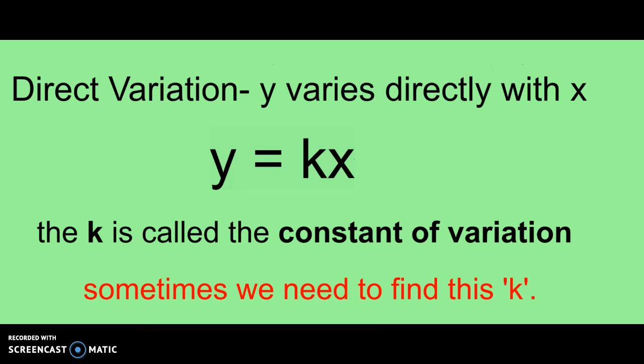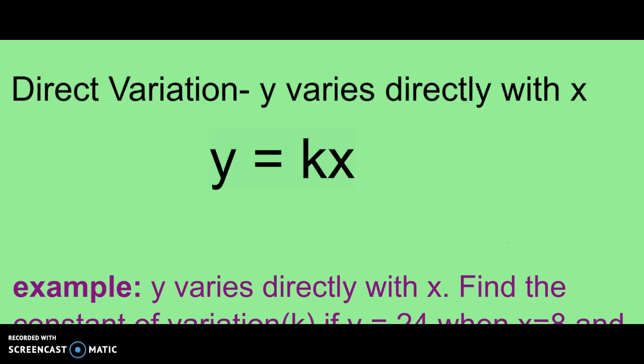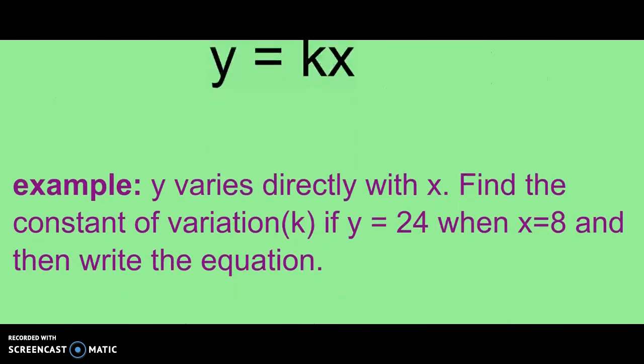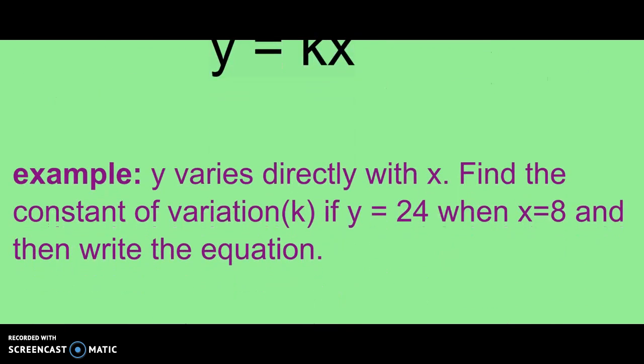So let's look at an equation. So again, this looks like y equals kx. It's always going to be called the constant of variation. And sometimes we need to find what this number is going to be that is helping it vary directly. So here's an example. y varies directly with x. Find the constant of variation if y is 24 when x is 8.